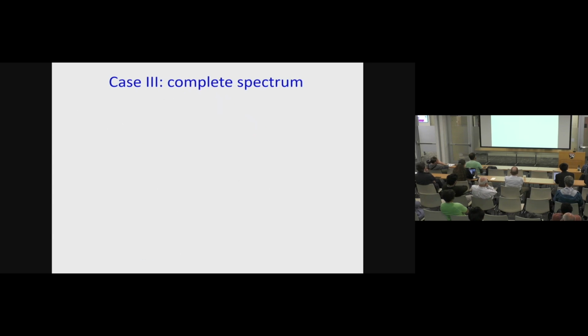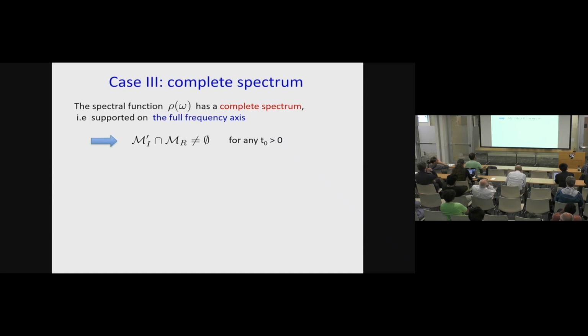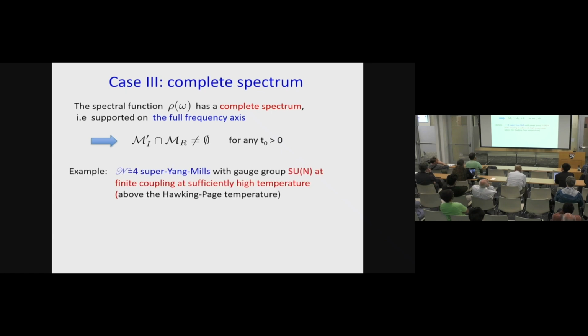Okay, but now let's consider the case in which this omega has a complete spectrum. This means that it not only has a continuous spectrum, but is actually supported on the full frequency axis. In this case, you can show that this is non-empty for any T0 greater than 0. So in this case, you have a horizon. And this example is equal to super-Yang-Mills theory with gauge group, at finite coupling at sufficiently high temperature.